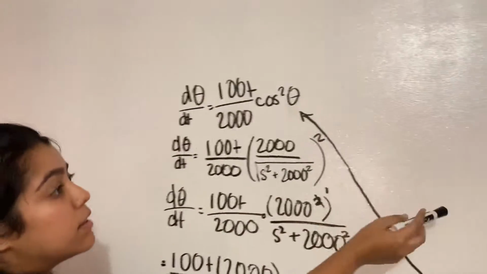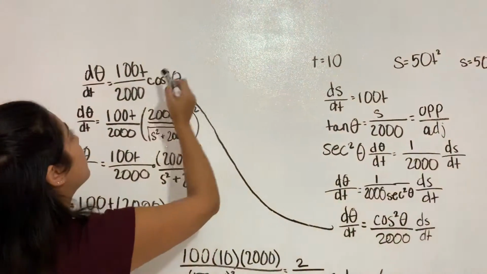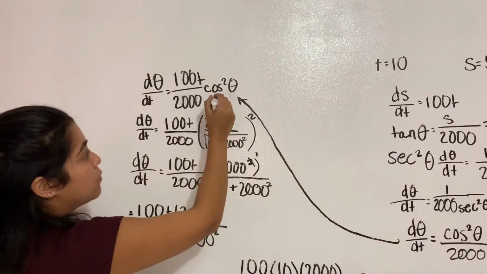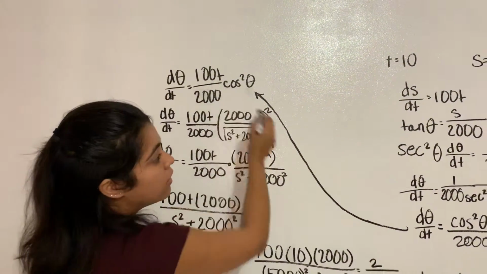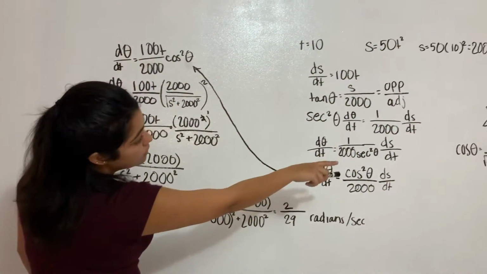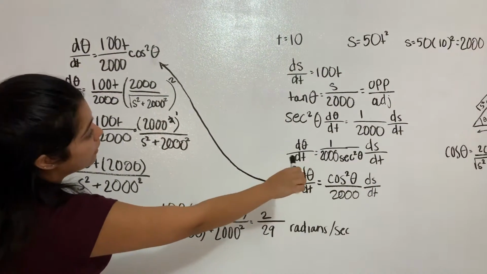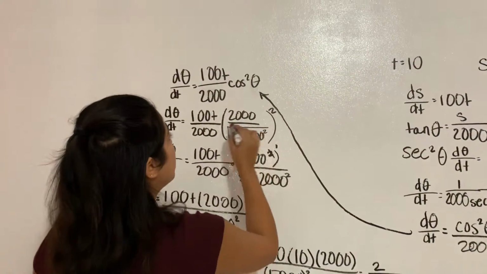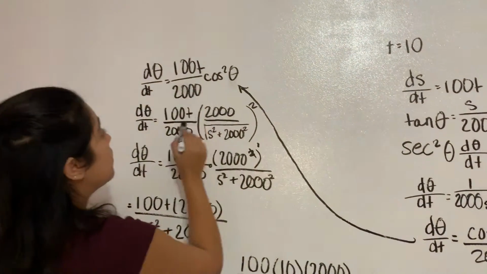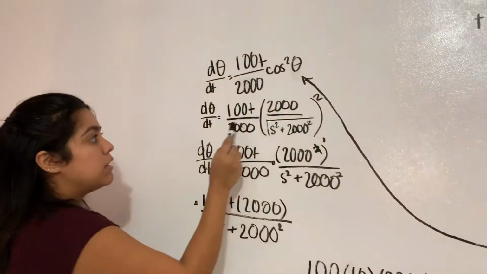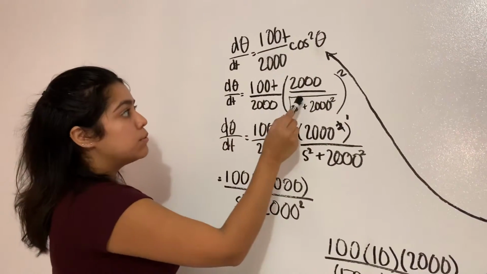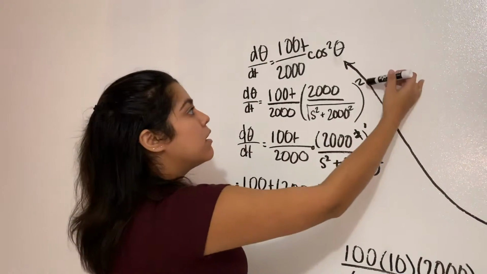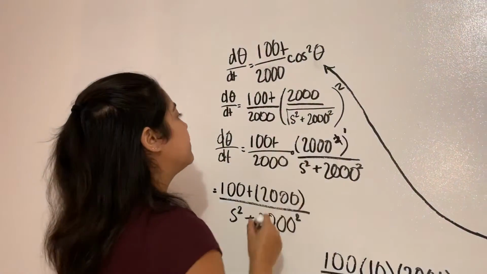Now, with the derivative that we took of S, we're going to get 100t over 2,000 and we're going to multiply it with cosine squared. Now, cosine is 2,000 over the square root of S squared plus 2,000 squared. So we're going to plug that in here, and we're going to end up getting 100t over 2,000 times 2,000 over the square root of S squared plus 2,000 squared, and you're going to square that also.